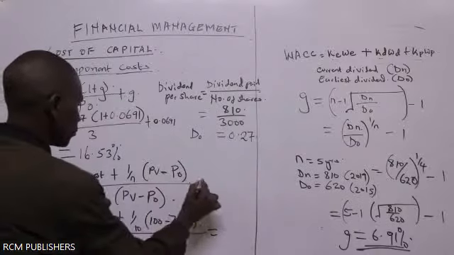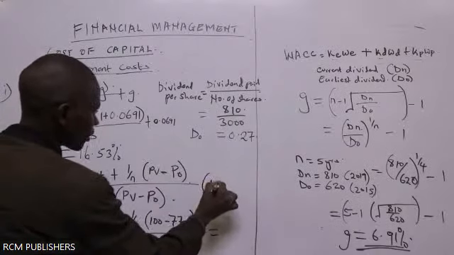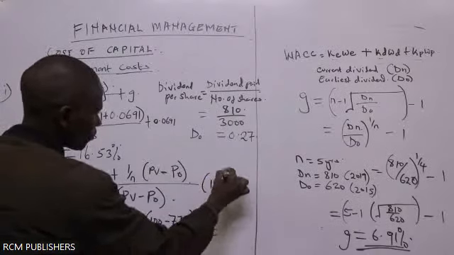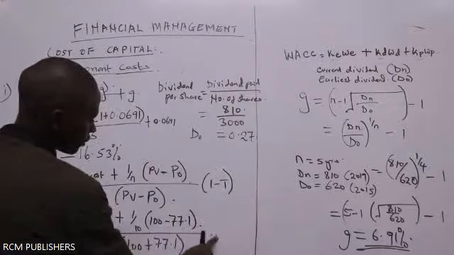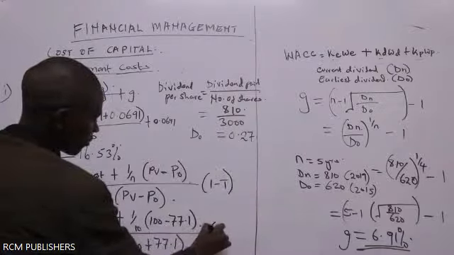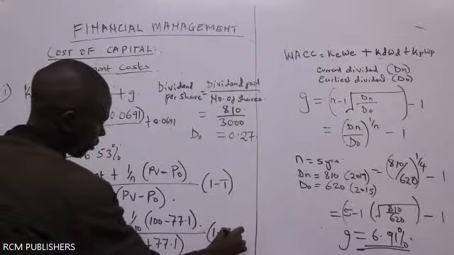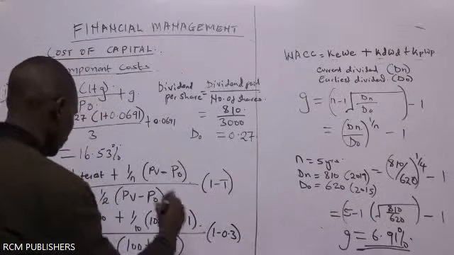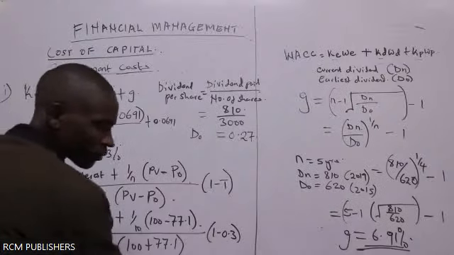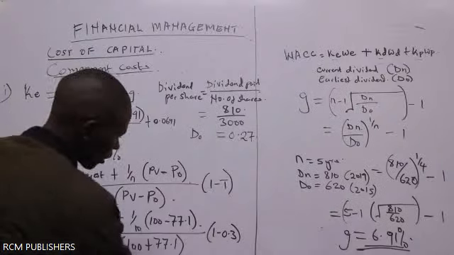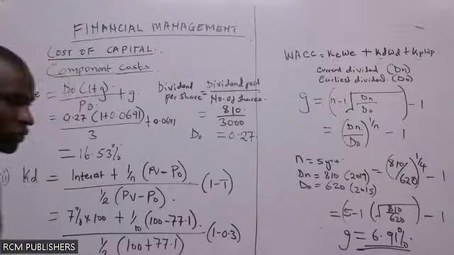Let's not forget the tax. I can see we have tax of 30%, so 1 minus tax. You can multiply by 1 minus 0.3, so that we now get the original. Hope it's visible. Let's put our answer there.